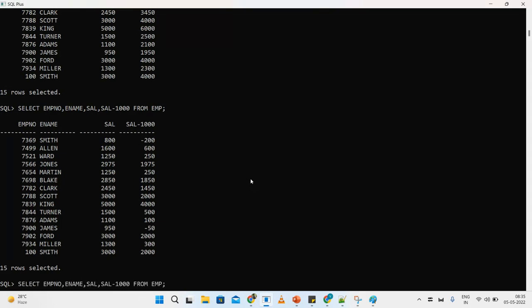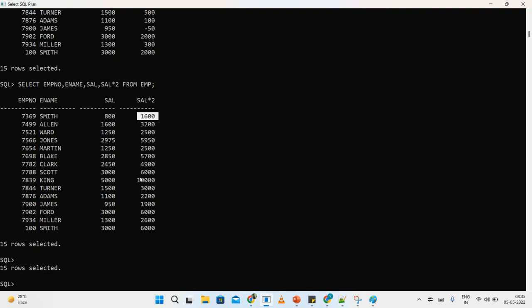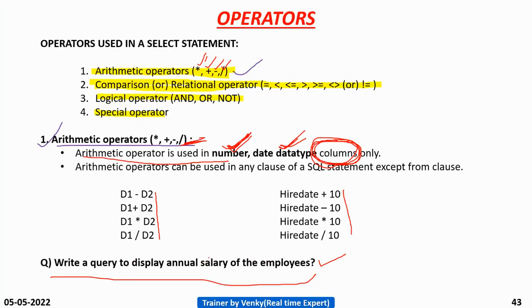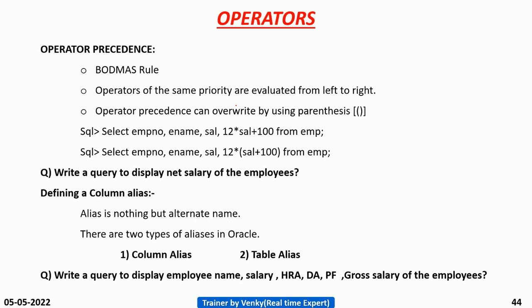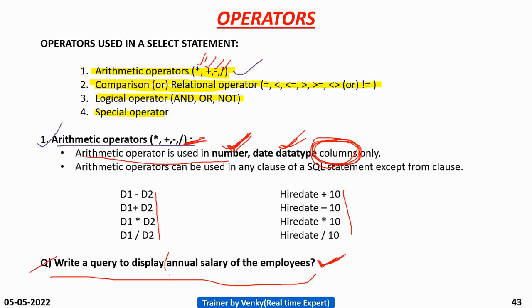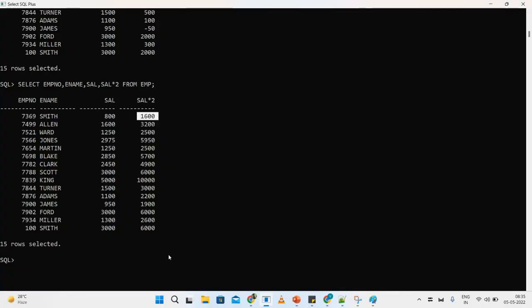Clear? For example, if I want to multiply by 2, see 800 into twice, 1600. Now my question is, write a SQL statement to display the annual salary of the employees. How can we define the annual salary of the employees, guys? Salary into 12.